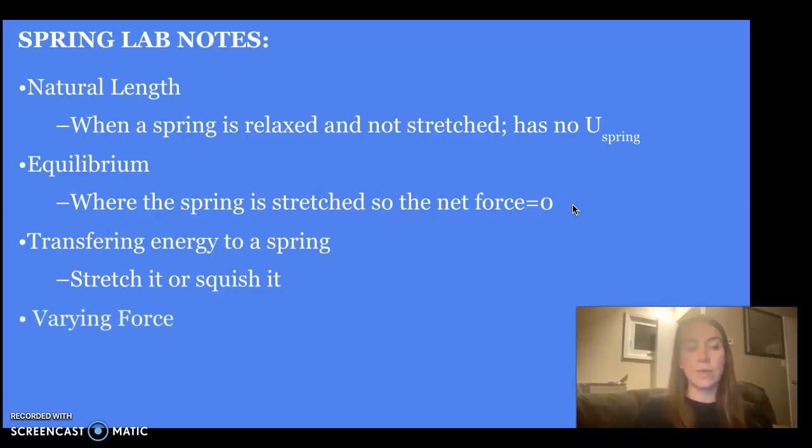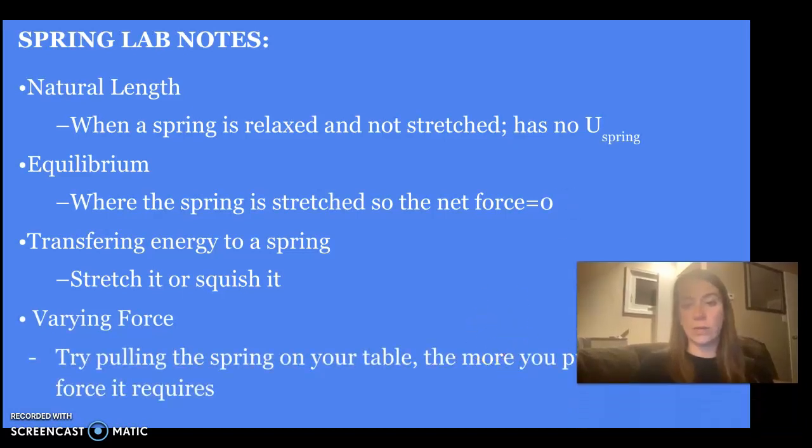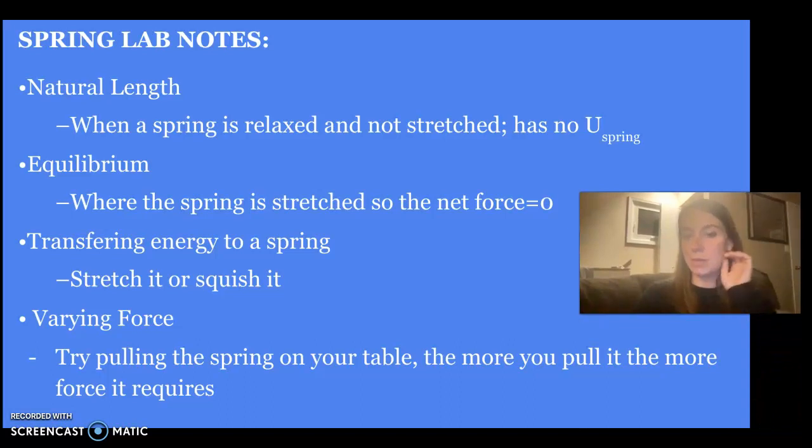And finally, something weird about springs is that there's a varying force. You do not have a spring on your table because I'm not there today. Maybe you see one around the classroom. But if you pull a spring, you're going to notice it's not a constant force like we talked about in Unit 2. It's a varying force. The harder you pull a spring, the more force it requires. So this is weird. This is different. And we're going to work with springs in this simulation today. So pause the video, make sure you've got all these down, and then we're going to go on to page 7.